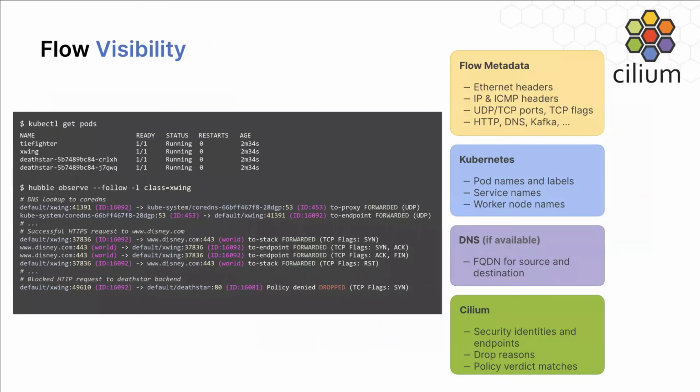So the CLI has a lot of detailed flow visibility in terms of what's going on in a given namespace or for a given pod. In this example, we're observing a specific deployment with the class equals xwing, and we can see DNS lookups to CoreDNS. We can see the response. We can see it tries to successfully connect HTTPS to Disney.com. We see the associated IDs in purple. We see the verdict as being forwarded, but we also see a blocked HTTP request being dropped. So that gives you also troubleshooting capabilities to see what's going on and if needed to take action on that.